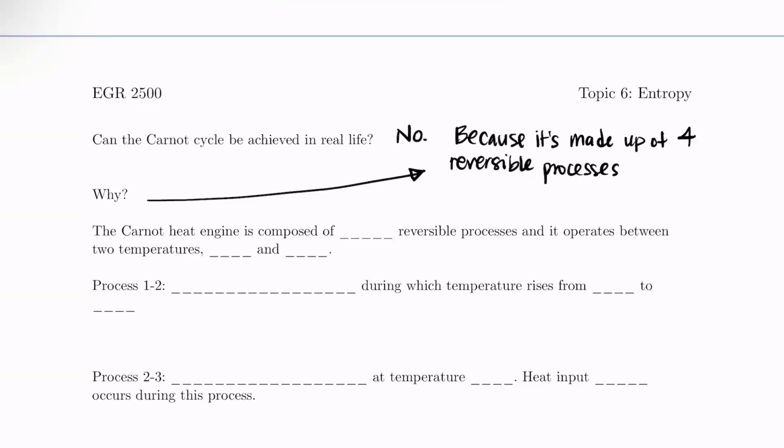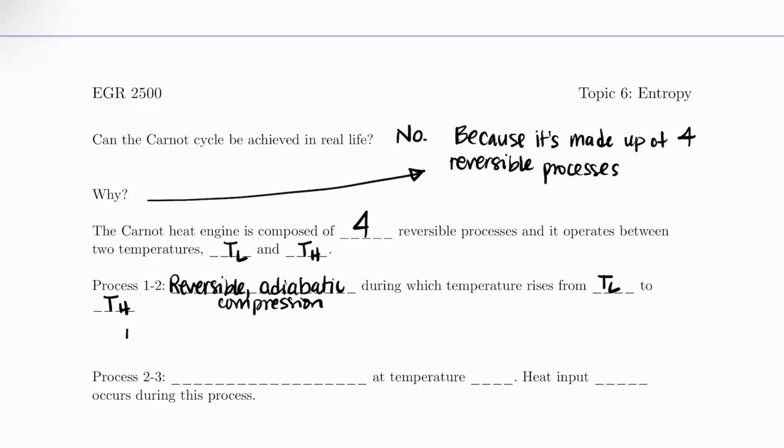So the Carnot heat engine is composed of 4 reversible processes, and it operates between 2 temperatures. We're going to call them TL and TH, so low and high temperatures. The process from 1 to 2 is a reversible adiabatic compression, and when we do this, temperature rises from TL to TH.